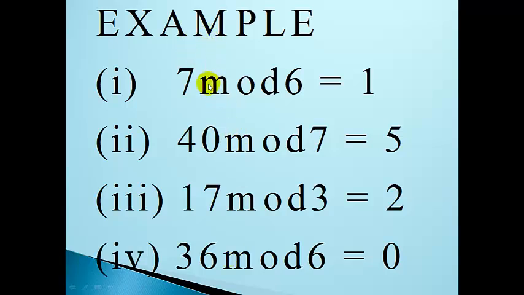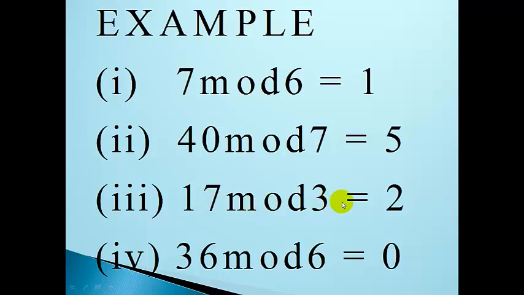Example, 7 mod 6 is equal to 1. Why is the answer equal to 1? This is because we have only one group of 6 in 7 and the remainder is 1. Since we are only interested in the remainder, the answer is 1. 40 mod 7 is equal to 5. This is because we have 5 groups of 7 in 40 and the remainder is 5.